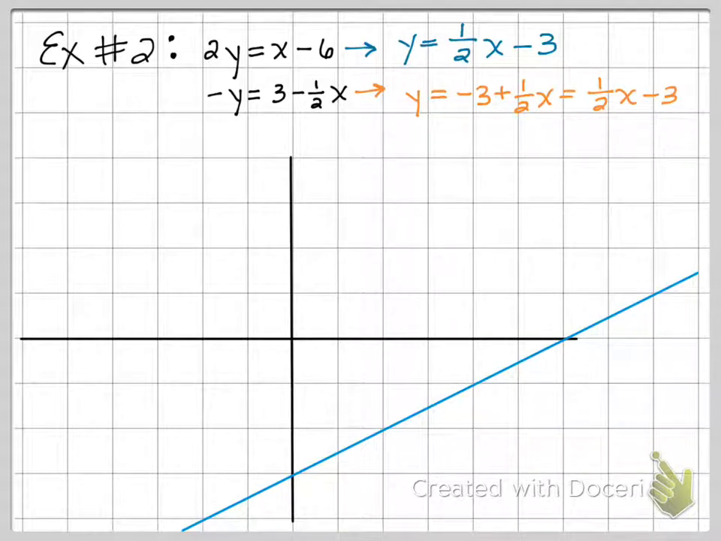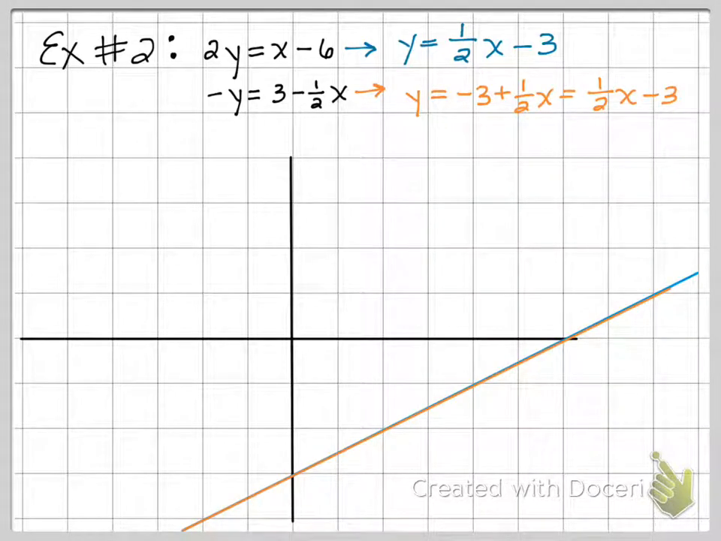Right off the bat, you might notice something about these two equations, but I'm going to go ahead and start to graph them. So I've gone ahead and graphed the blue equation, y-intercept of negative 3, and then it goes up 1 over 2 if I follow my slope.